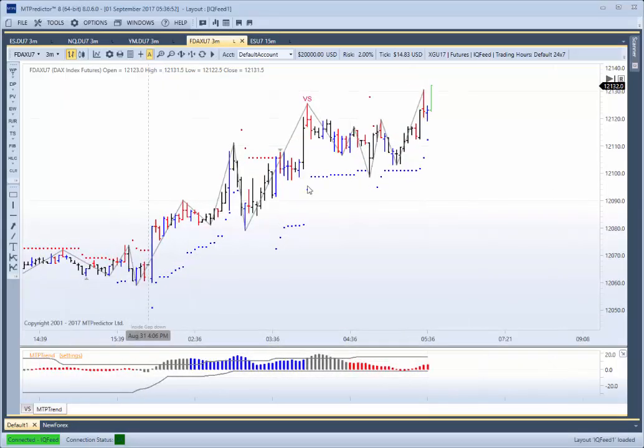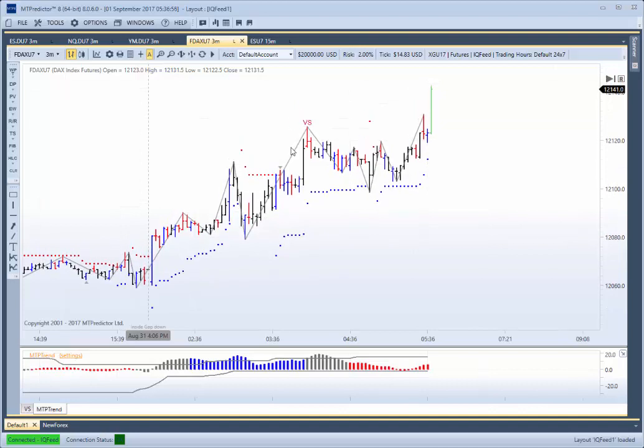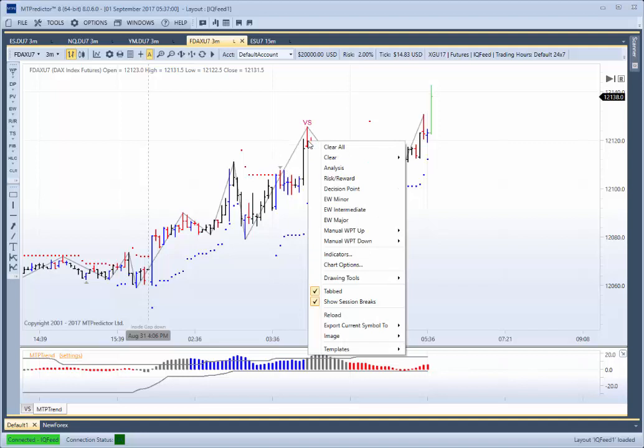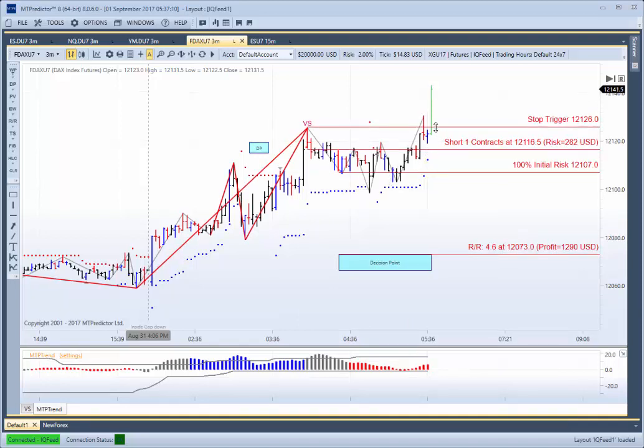Right, let's have a look at this VS or volume spike setup that's just unfolded on the DAX. If I place the analysis on, right mouse click over the red sell bar, you can see that this was taken into a short trade. It didn't reach its target and would have actually been stopped out for a losing trade. So this is important to understand that losses can and will and do happen.